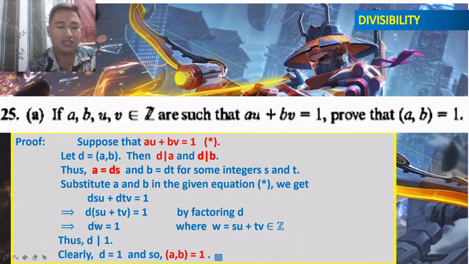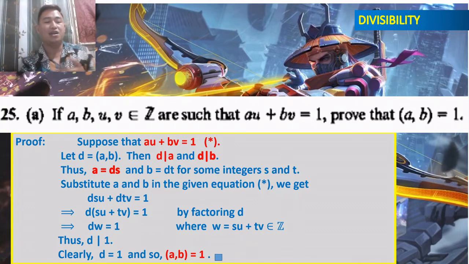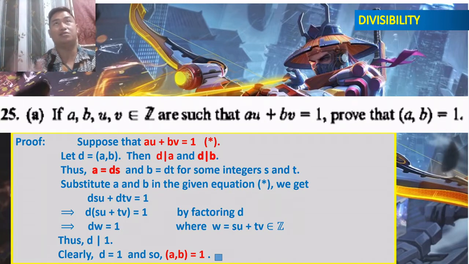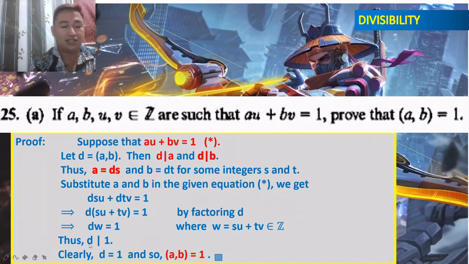Let us say, class, D is equal to W... let us replace W, class. So the form is DW equal to 1, where W is equal to SU plus TV, an element of Z. So there is a value D that divides 1. Right? If W equals 1, D divides 1. So D divides 1. Thus D divides 1, and so D has this form. Clearly, D is equal to 1.